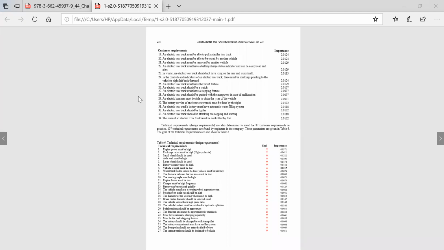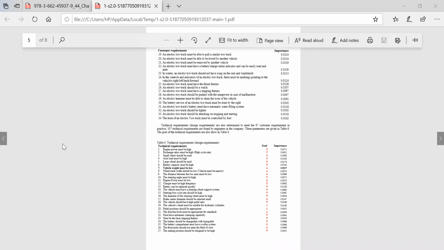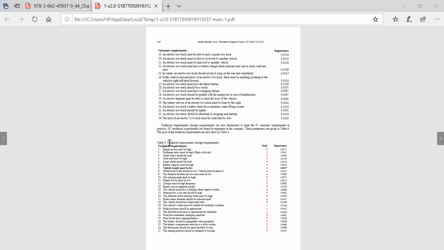So welcome back. After 40 minutes it gets disconnected, so I just reconnected. And the next section was related to the technical requirements, the main thing, the design requirements. So what are the technical requirements?